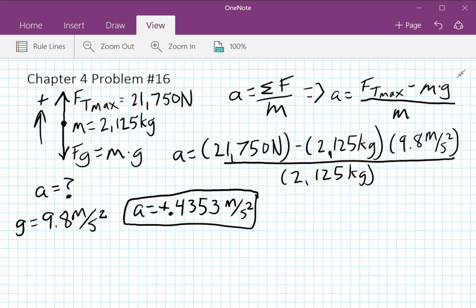So they gave you 21,750 newtons, that would have been 3 sig figs, but the mass was 2,125, so that's only 4 sig figs, so this answer needs to be in 4 sig figs. Other than that, it's a very straightforward question. It would be nice if they were all this easy, I'm sure you guys think. So, nothing else to really add there.